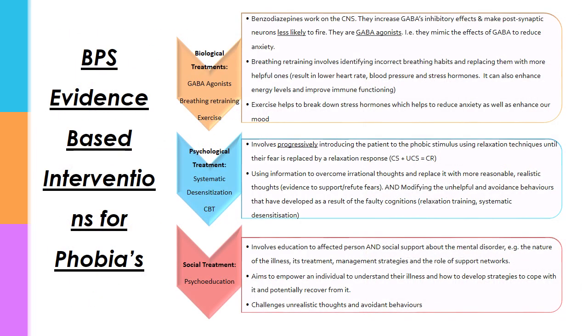Now, in terms of evidence-based interventions for phobias, these are literally just all of the interventions, okay? In terms of biological treatments, we see a lot on GABA agonists. We don't see a lot of breathing retraining and exercise, okay? So they might be good ones to look over. We know we've got systematic desensitization and CBT for psychological treatments. We've seen that a lot. And we know we've got psychoeducation for social treatment. We've seen that a few times, okay? But that structure is very similar to your CBT structure.